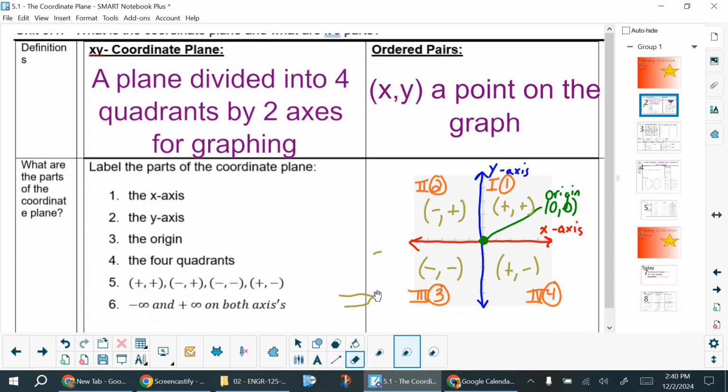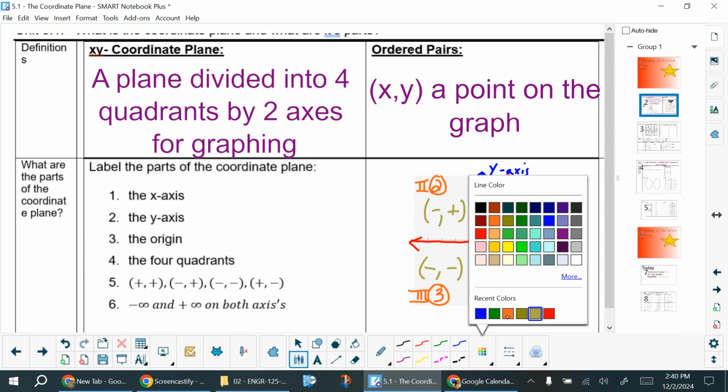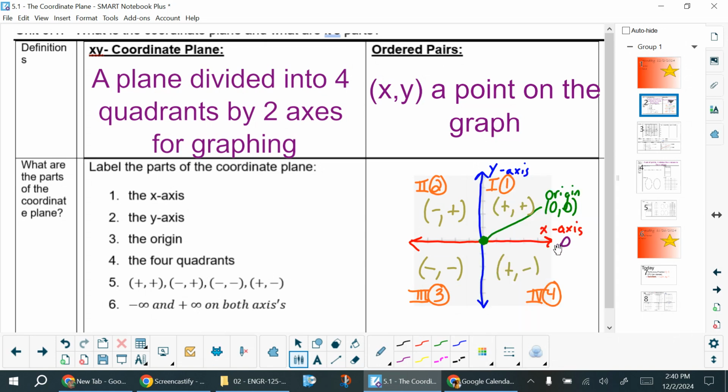Finally, we want to label the ends of our axes with the infinity symbol. I'll just pick another color here. Oh, purple, why not? On the positive end of our axis, we'll put infinity. On the negative end of our axis, we'll put negative infinity. Just as a reminder that these keep going forever. Just because this one stopped after 5, that arrow, that infinity symbol, means that it keeps going forever. Up here at the top of the y-axis, positive infinity. Down here at the bottom, negative infinity. Okay, if you need to write that down, go ahead and pause the video, and we'll move on.